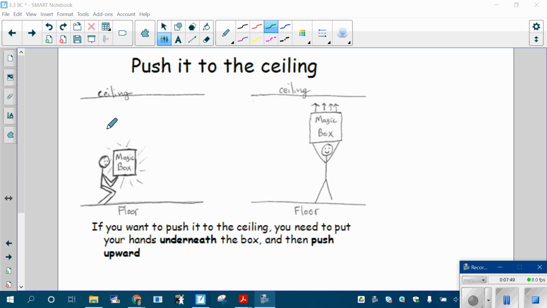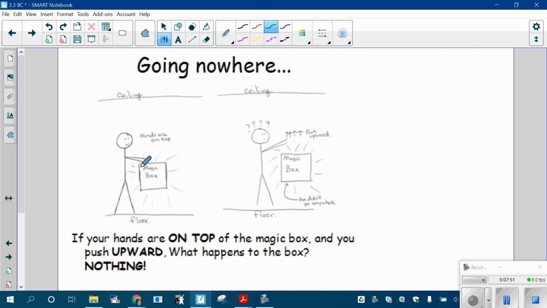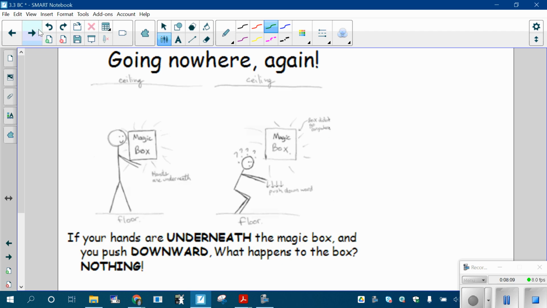Seems simple enough. Hands on top, going up, does absolutely nothing, right? Your hands on top can help you push something to the floor. But if you have your hands on top of the magic box and you raise them up, that doesn't do anything to the box. And similarly, if you have your hands underneath and you move them downward, that does nothing to the box. If you want the box to go to the ground, you better be on top and be pushing down. And if you want the box to go to the ceiling, you better be underneath and going up. Okay?